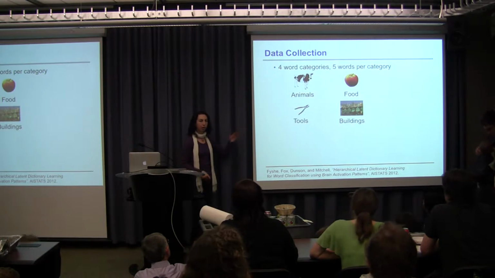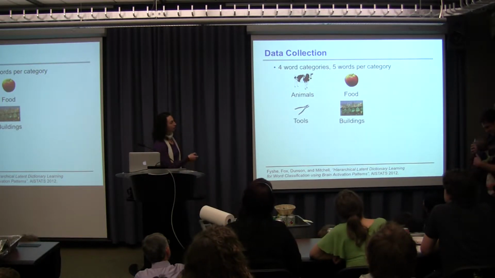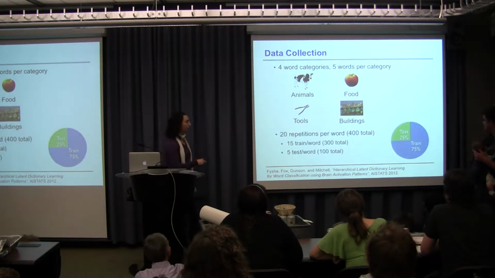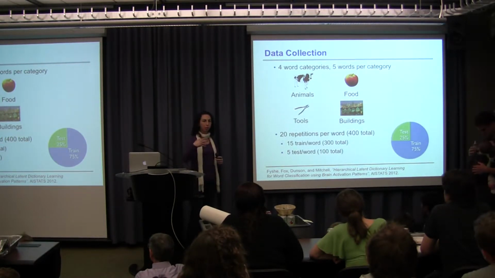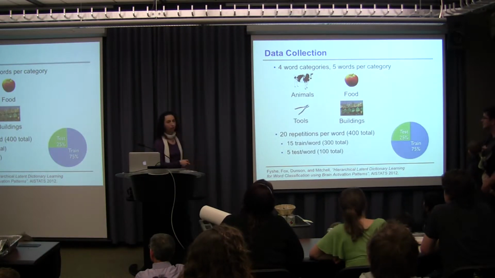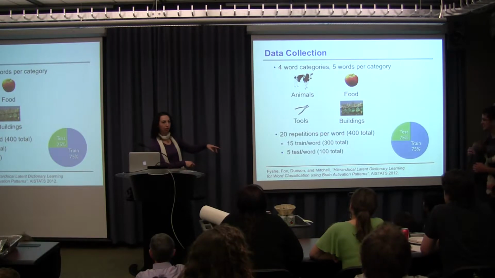And for each one of these categories, there are 5 words that we have, such as cow, dog, and so on for animals. And for each one of the words, we get 20 repetitions of the person seeing that word and semantically parsing it. And we're going to look at using 15 of these trials for training and holding out 5 in order to test our classification performance.